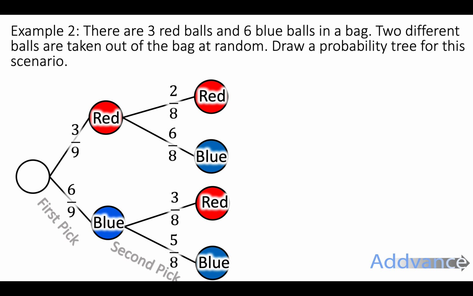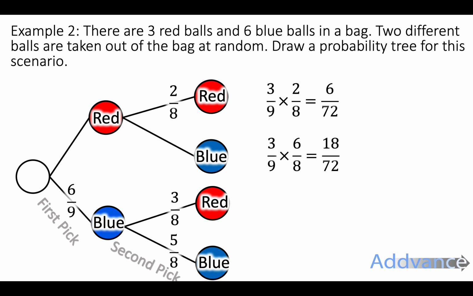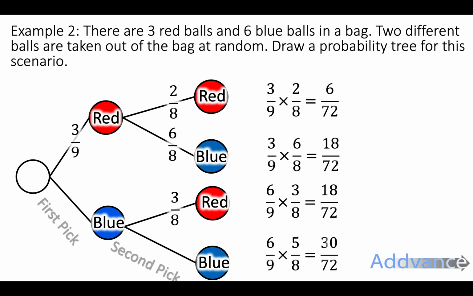Now let's look at the combined probabilities. We multiply along the branches, just like this, as we did before. And the probability of getting 2 blues will be 30 out of 72. We could check that all of these probabilities add up to 1 whole, and they would if you would like to check.